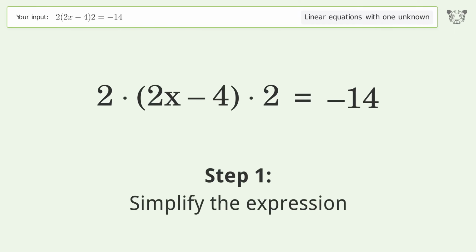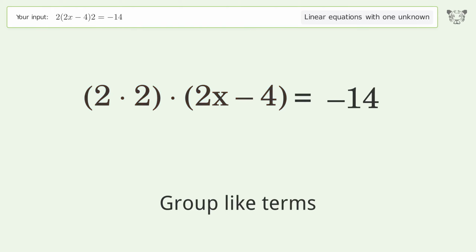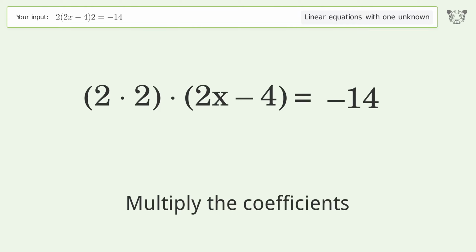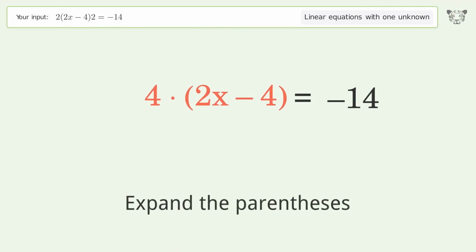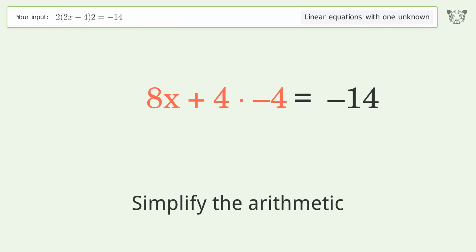Simplify the expression. Group like terms. Multiply the coefficients. Expand the parentheses. Multiply the coefficients. Simplify the arithmetic.